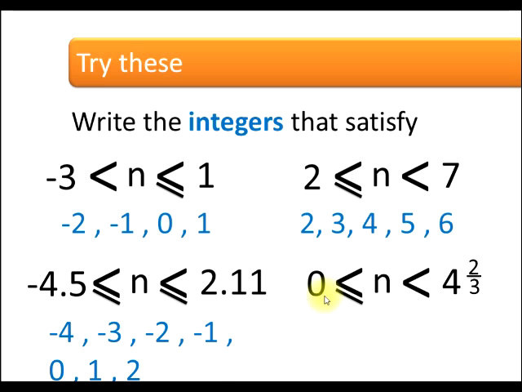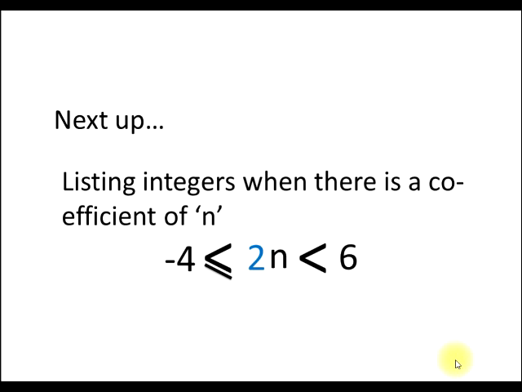And in the same fashion, it can include 0, but it has to be less than 4 2/3. So the nearest integer that's less than 4 2/3 is 4. So it's 0, 1, 2, 3, and 4. 4 is less than 4 2/3, so we can include it. So next video we're going to have a look at listing integers exactly the same way, but this time when there's a coefficient of n. Makes it slightly trickier, but it's nothing to worry about.